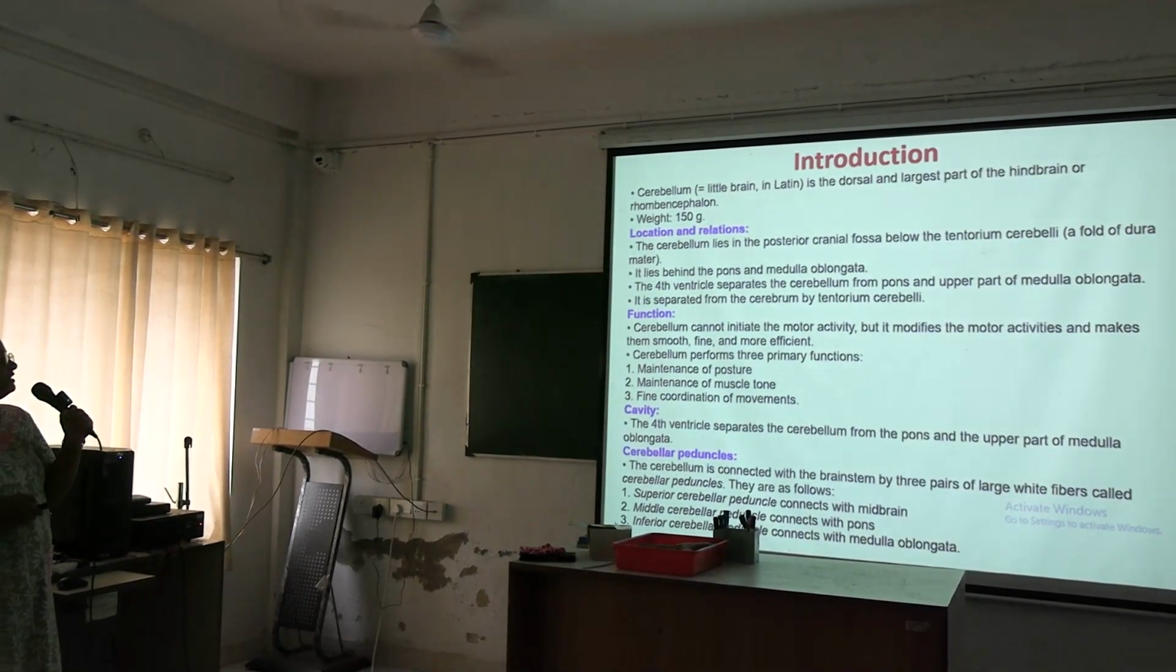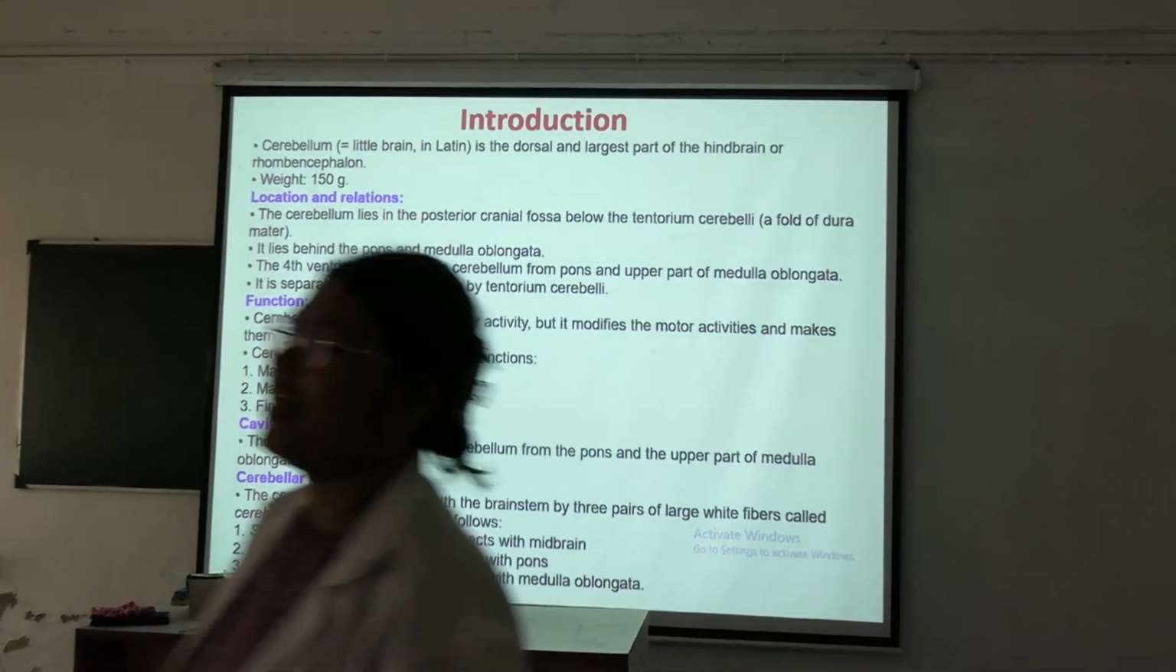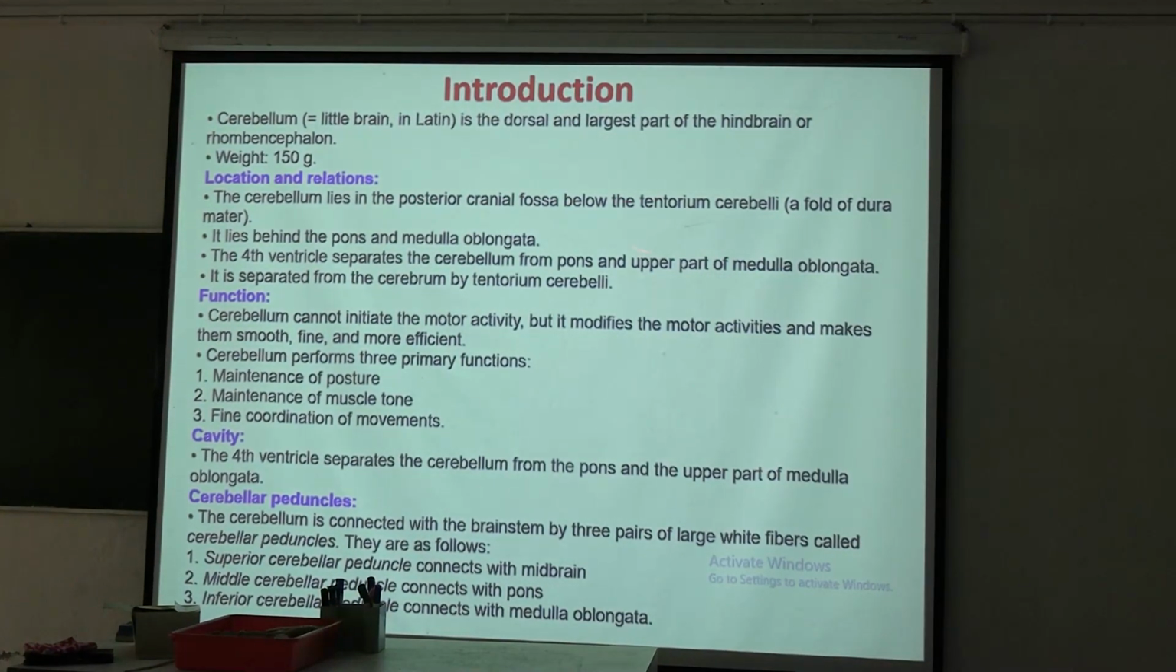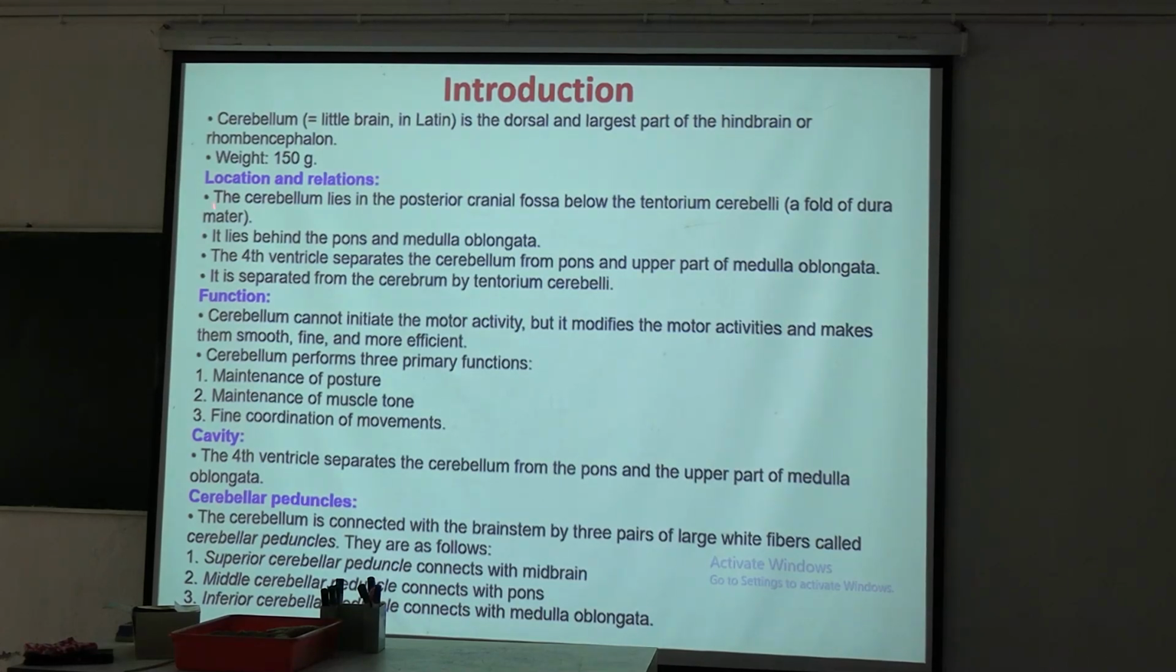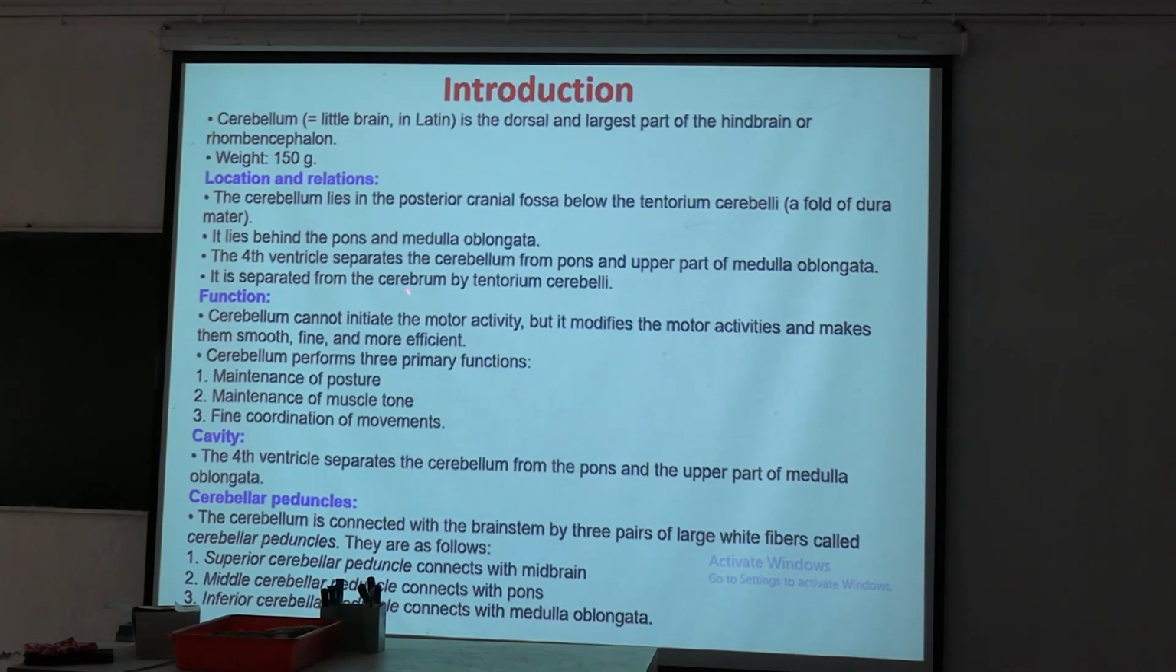Okay, so cerebellum lies in the posterior cranial fossa below the tentorium cerebelli, which is a fold of dura mater, and it lies behind the pons and medulla, and the fourth ventricle separates the cerebellum from the pons and upper part of medulla. It is separated from the cerebrum by the tentorium cerebelli.